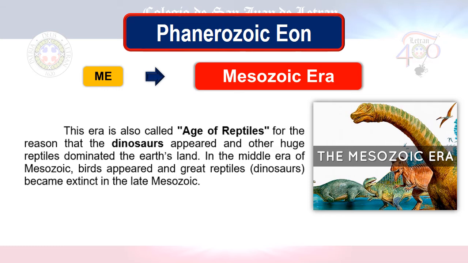Next in line, Mesozoic era. Mesozoic means middle life, and its fossils are a mixture of extinct groups and modern groups of animals. The Mesozoic era extended from 248 million to 65 million years ago. The Mesozoic era was important for the fossil remains of the dinosaurs and other reptiles that live. This era is also called Age of Reptiles for the reason that the dinosaurs appeared and other huge reptiles dominated the Earth's land.